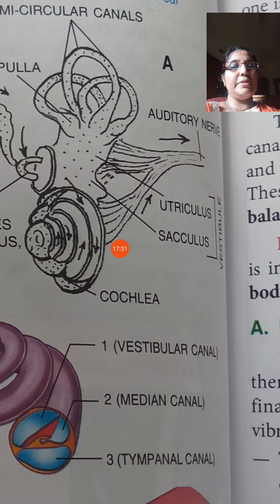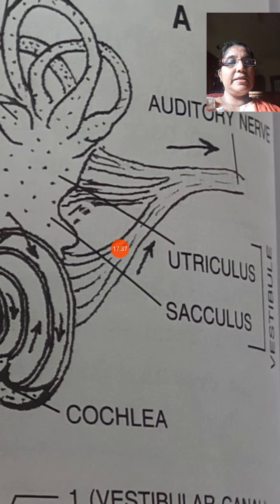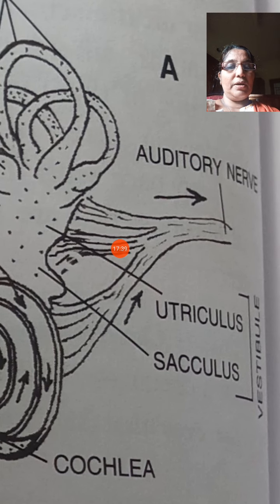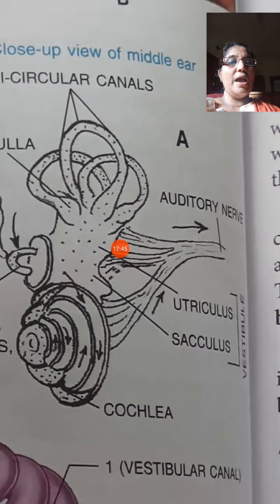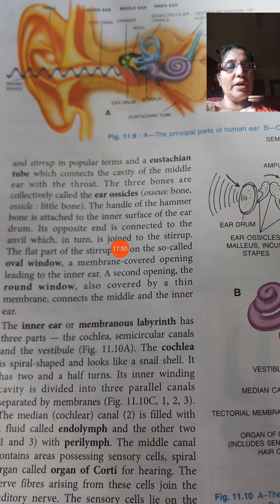At the same time, the sensation of balance is also caught by the nerves from the semicircular canal and the vestibular region. All are collected together and conducted to the brain.